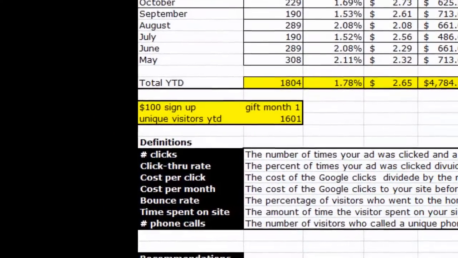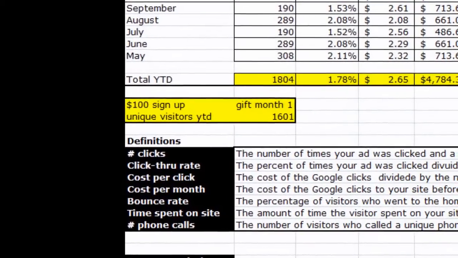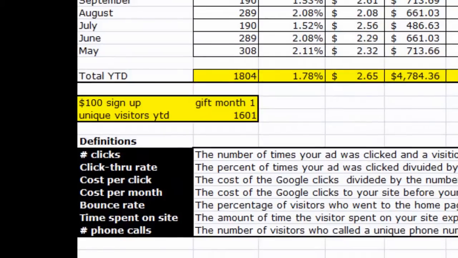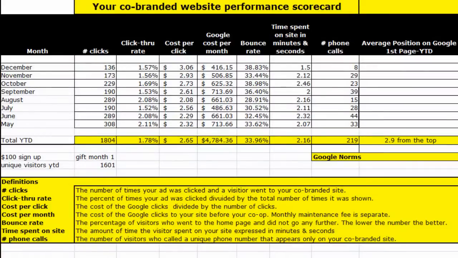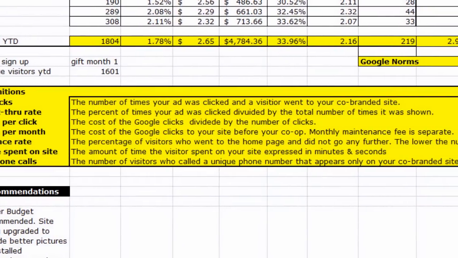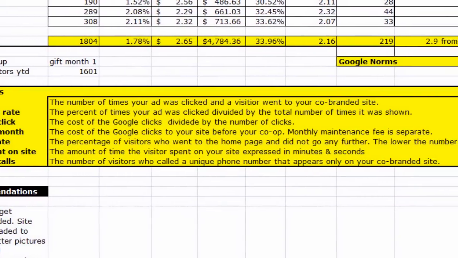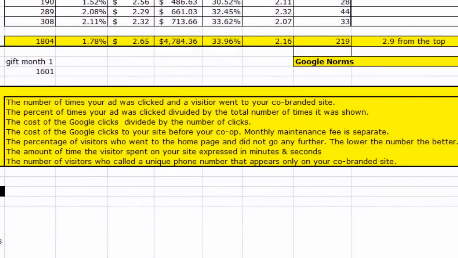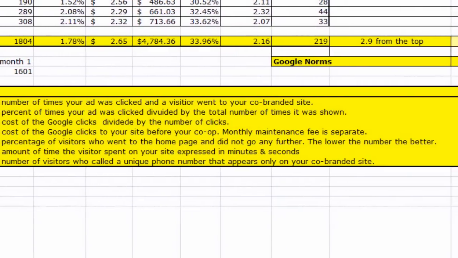The unique visitors year to date below is how many individual people have come to your site, because we do get repeat visitors. Repeat visitors are good. The bottom section that is highlighted is actually all the definitions that we've put in for you so that you can help understand what the report is actually trying to tell you. It is a brief description of what we've already discovered.